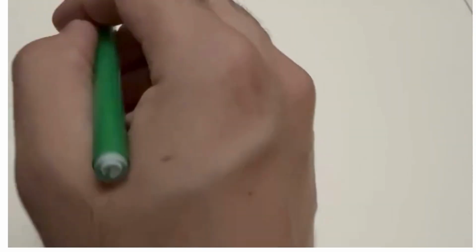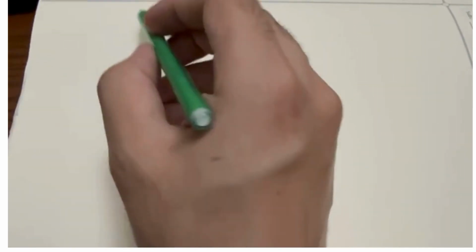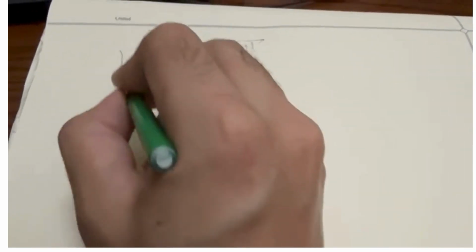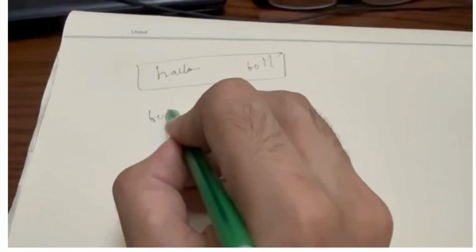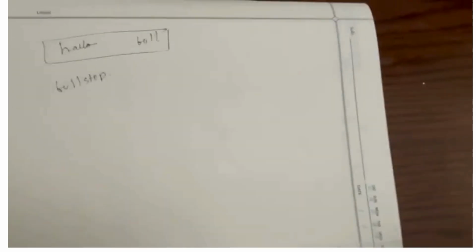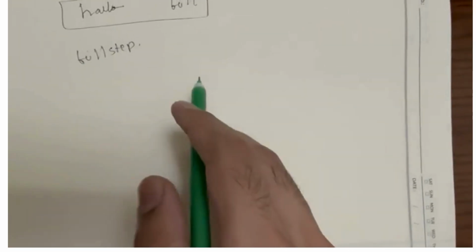So the stepper motor accomplishes its task mainly in two ways. One is half step, another one is full step. So at first let's talk about the full step. So what happens in the full step?